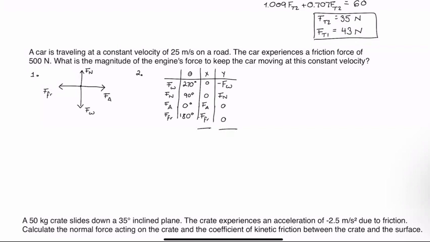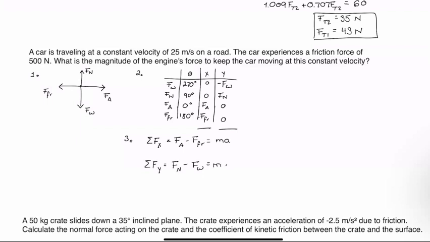From there, I'm going to get my equations, which is my step 3. And I have the sum of my forces in X is going to be equal to my applied force minus my friction. And my sum of my forces in Y is going to be equal to my normal force minus my weight. These are both equal to mass times acceleration.